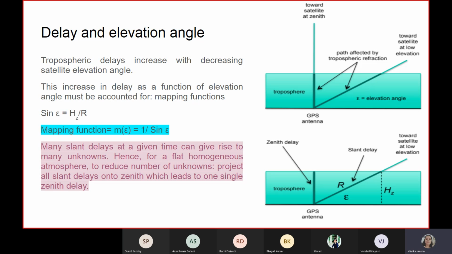In this slide, you can see the first line, what is written. Tropospheric delays increase with decreasing satellite elevation angle. So the highest elevation angle is 90 degrees. That is this vertical line. Highest elevation angle means least delay. So you can see the length of that line is smaller than the inclined line. Understood? Yes, ma'am. Okay, I'll move on.